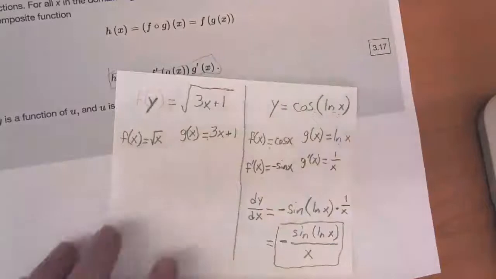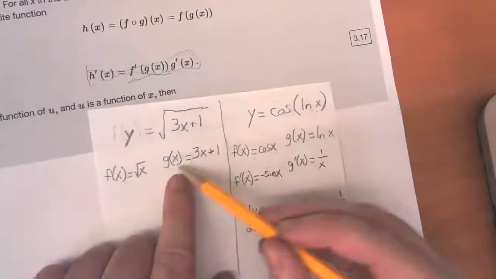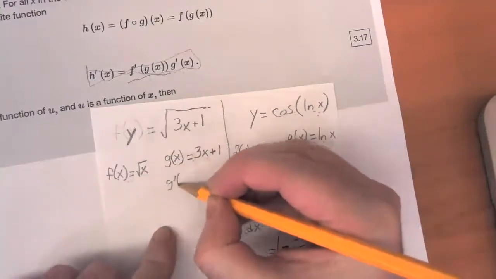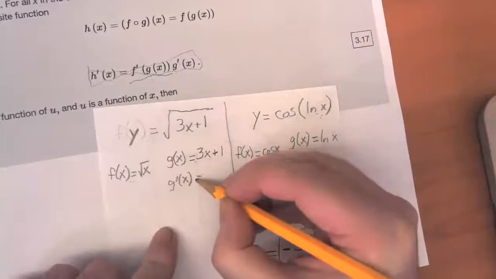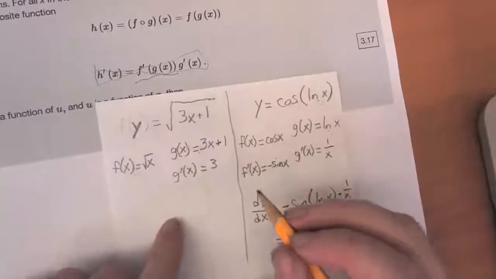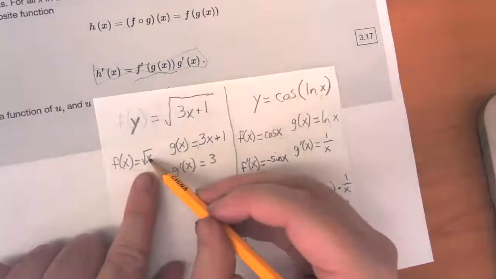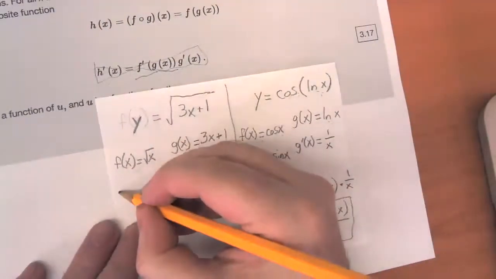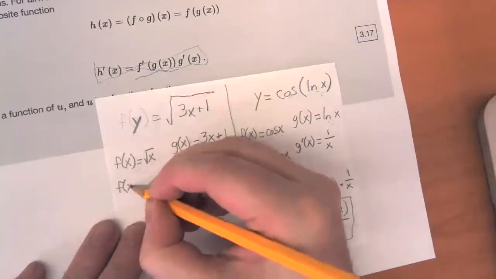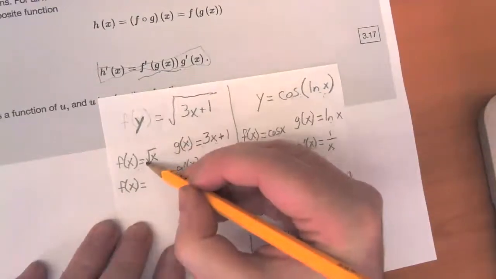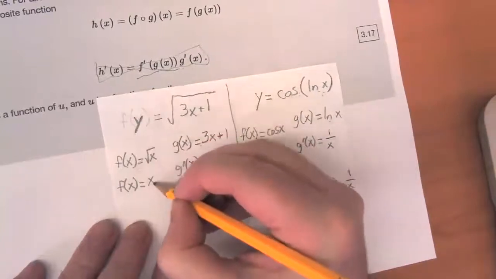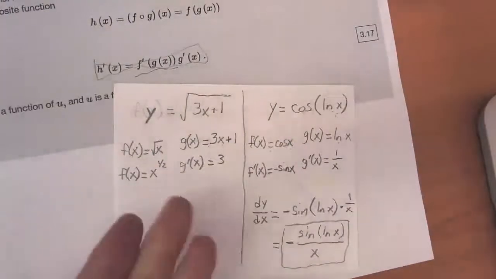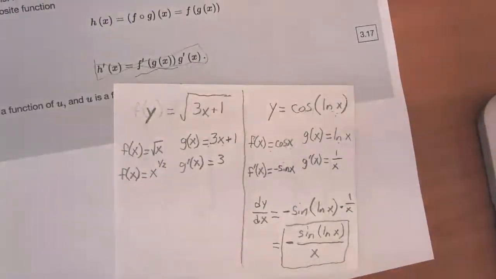Okay, let's turn over to this example now. Here, our inside function was 3x plus 1. We just used the power rule on that, and so the derivative of that is 3. We haven't really talked about finding the derivative of the square root of x before, but it's not that hard. We just use our exponent rules a little bit. The square root of x means x to the 1/2 power. And now that it's written like that, we can just use the power rule on it.